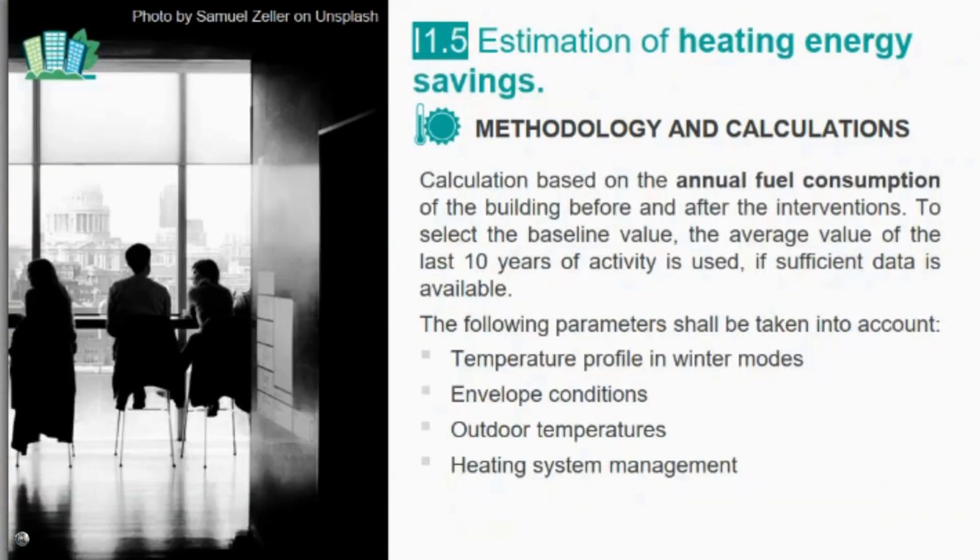The estimation of the heating savings is calculated on the basis of the energy consumption of the buildings before and after the interventions. This indicator is calculated using the actual annual fuel consumption data for each building. To select the baseline value, the average value of the last 10 years of the school activity is used if sufficient data is available. Apart from the building envelope conditions, other parameters such as outdoor temperatures or the management of the heating system can affect the consumption. To estimate the impact, the temperature profile during the winter months is also studied.